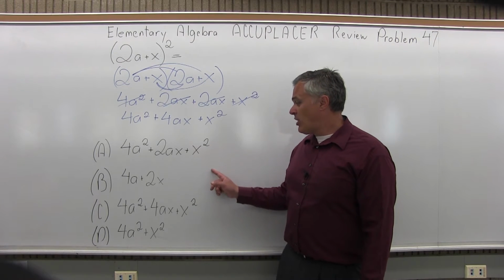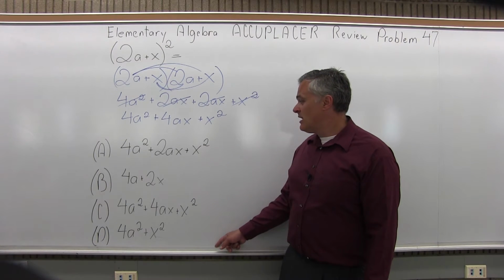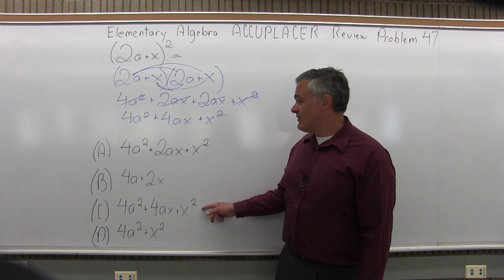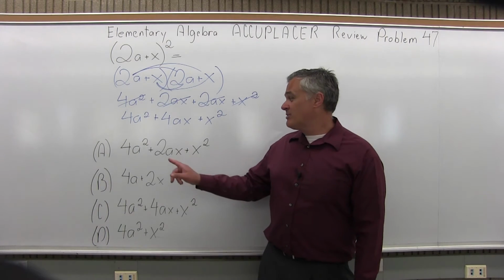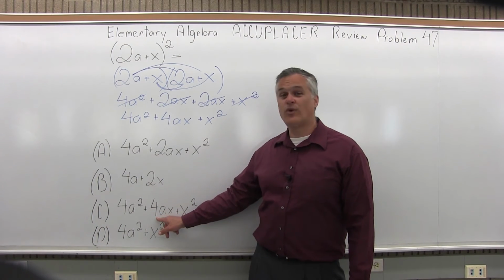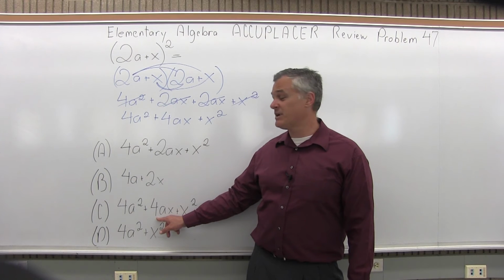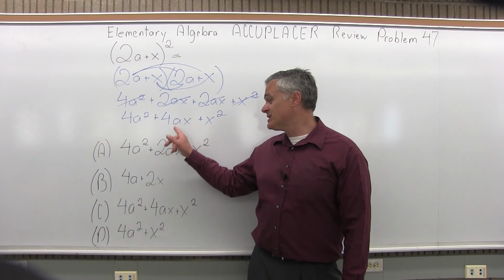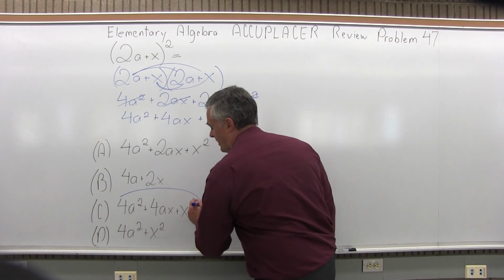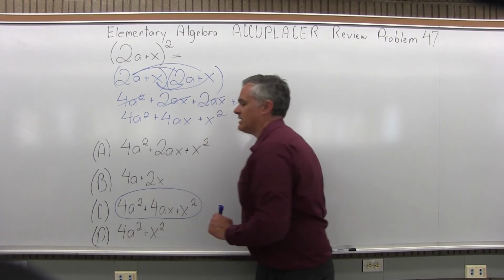And if I look at my possible answers, notice option A and option C are very similar. In option A, I have 2ax in the middle. Option C, 4ax in the middle. Don't go too fast. Pay attention. The one that matches is option C. 4a squared plus 4ax plus x squared. So the answer is C.